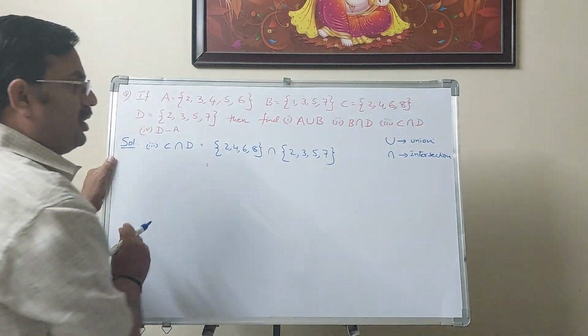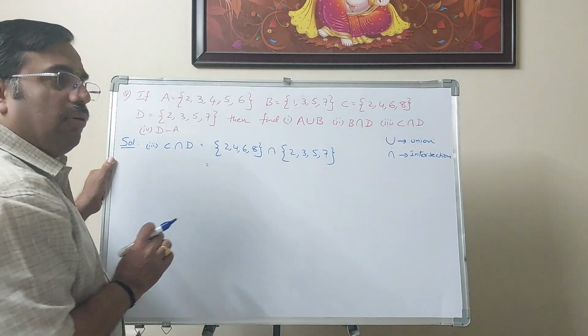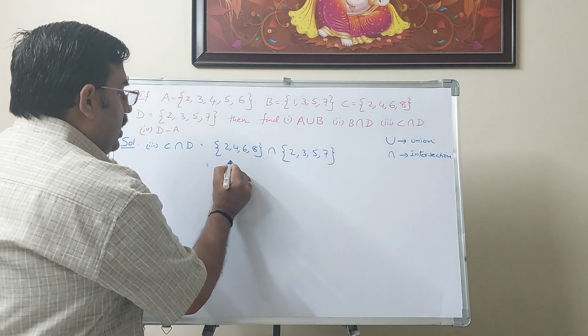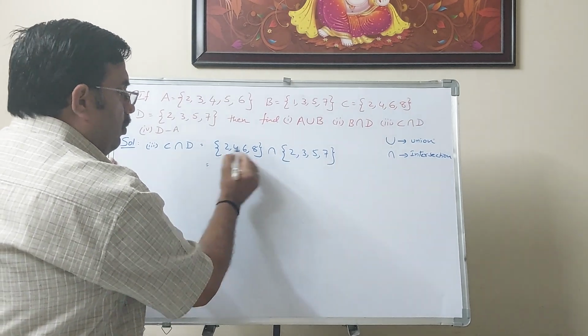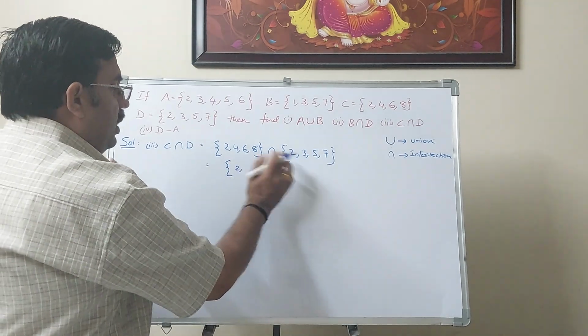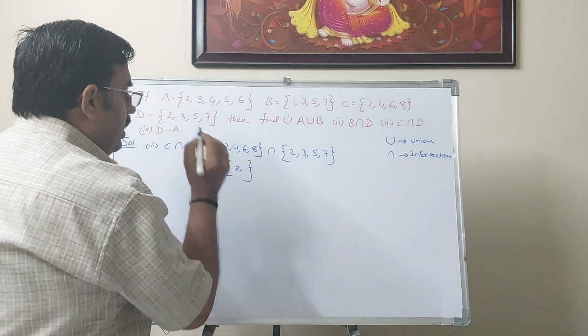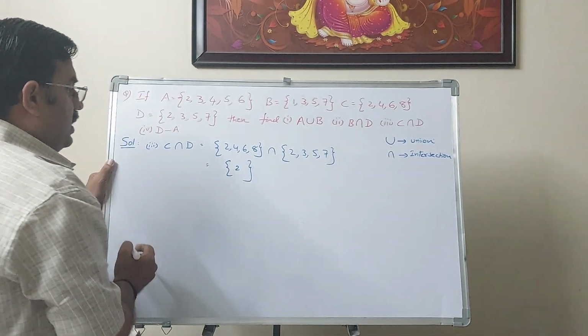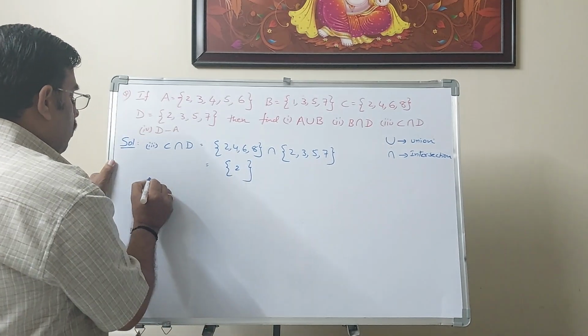What I have told you is that intersection means you have to write only the common elements available in both the sets. See here, 2 is common for both the sets. 4 is not available, 6 is not available. So only one element is available, that is 2. This is the answer.